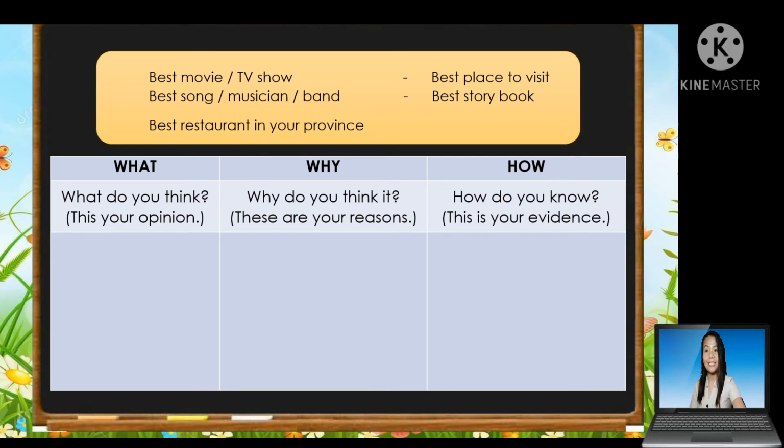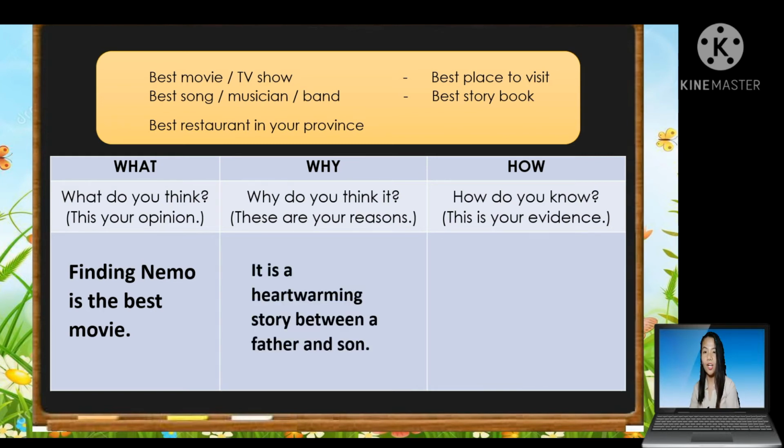So let us have an example. Best movie, for example, Finding Nemo is the best movie for me. So why did I choose Finding Nemo as the best movie out of all movies that we have? It is a heartwarming story between a father and a son. That is my reason. Next, let us answer the question how.